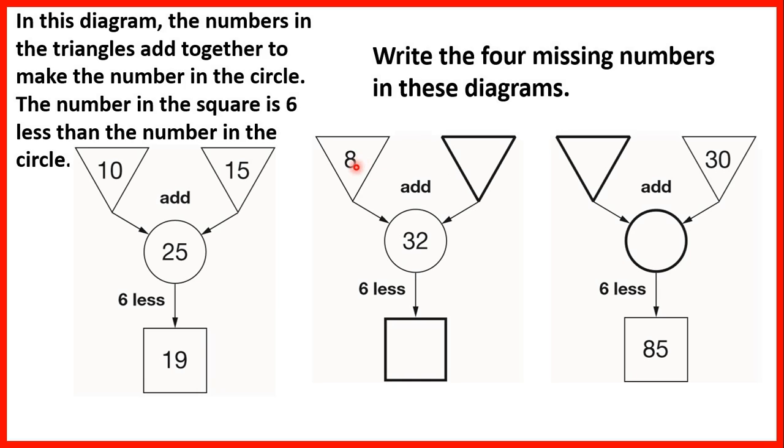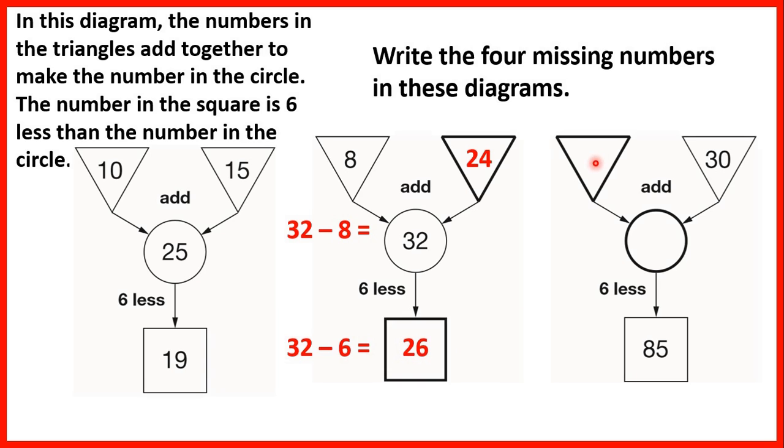So we have 8 plus something is 32. So because we have a missing number addition, we can use subtraction to find our missing number. 32 minus 8 is 24, so that means 8 plus 24 is 32. And now to find 6 less than 32, we can work out 32 minus 6, so that's 26.